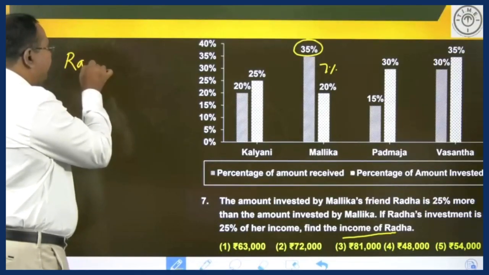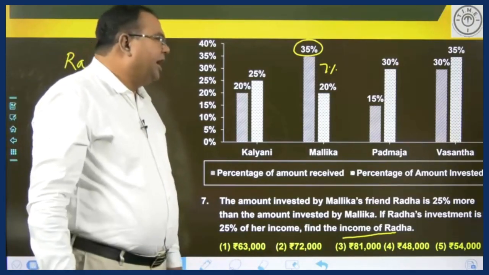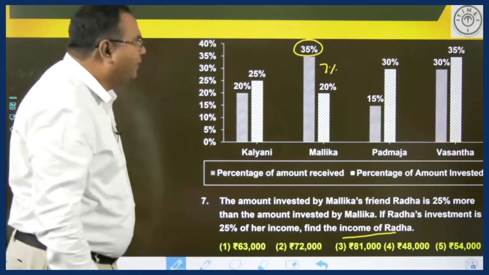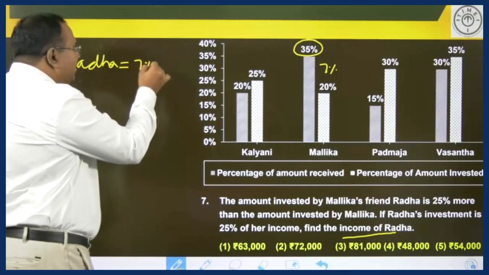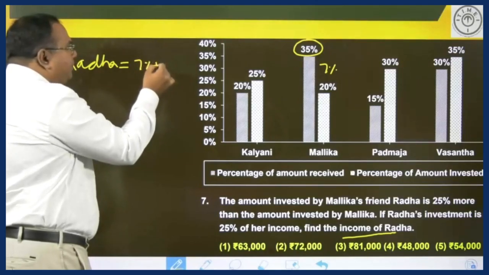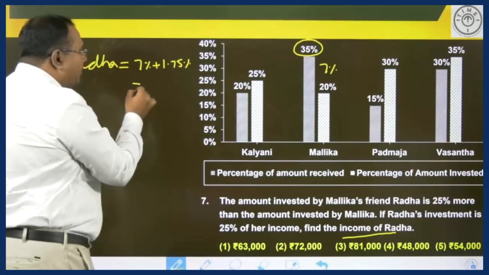Radha is investing 25% more than amount invested by Mallika. 25% more means, see here, you can do like this. 7% plus 25%, which means 1/4 of 7. 4 1s are 4, 3, 0, 1.75. So, it is 8.75%.